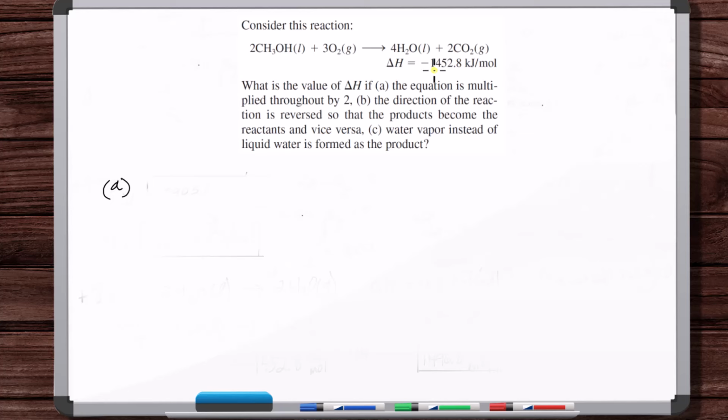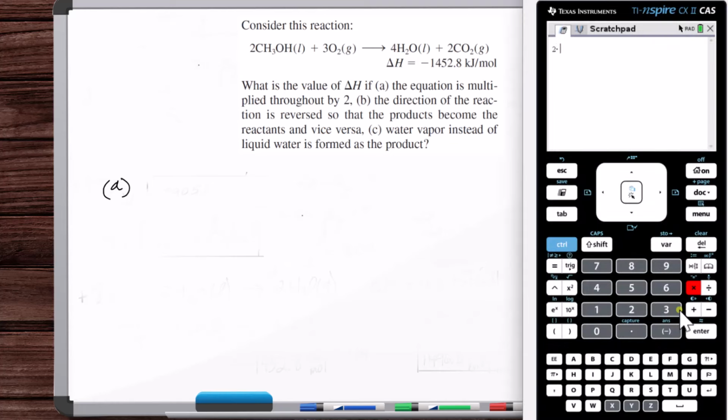So 2 times minus 1452.8, that's minus 2905.6.